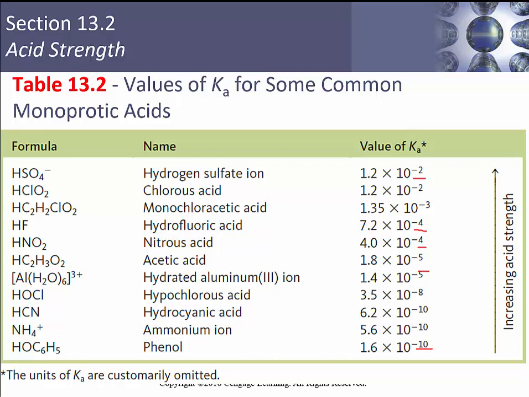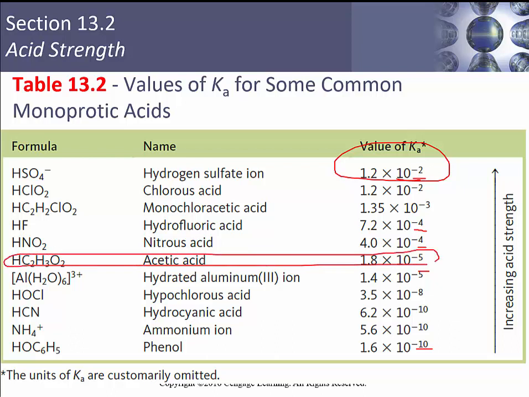This HSO4 minus is pretty strong compared to acetic acid. Right? Three orders of magnitude difference. The units on Ka are usually going to be omitted. So the bigger the number, the more HA dissociates into H plus. The bigger the K, the more you favor the products. The more products you've got up on top compared to the reactants, the more protons you put into solution, the stronger you are as an acid.